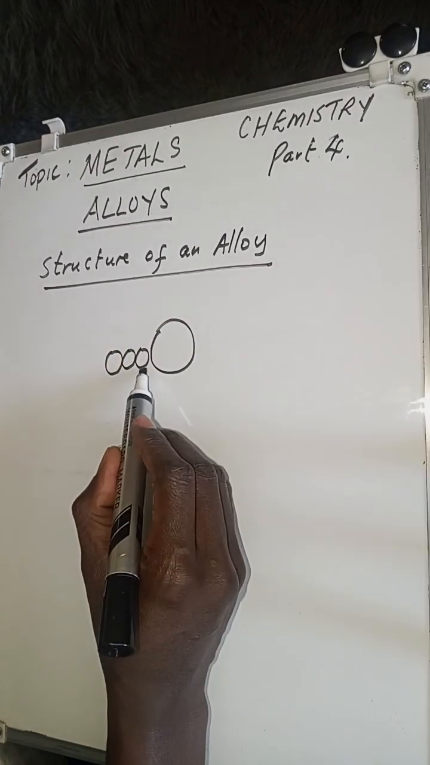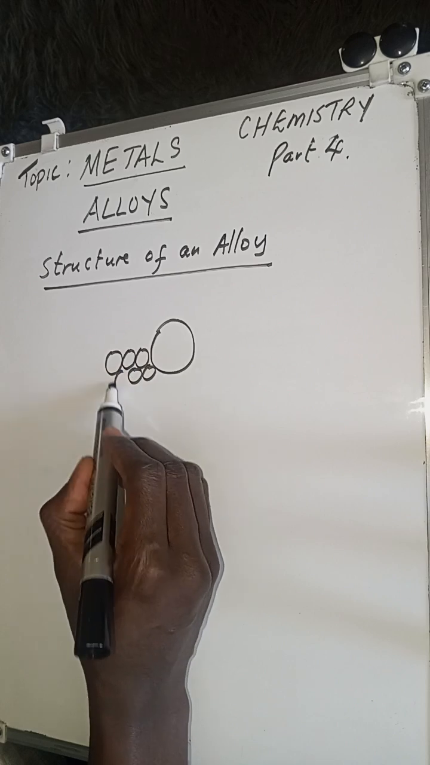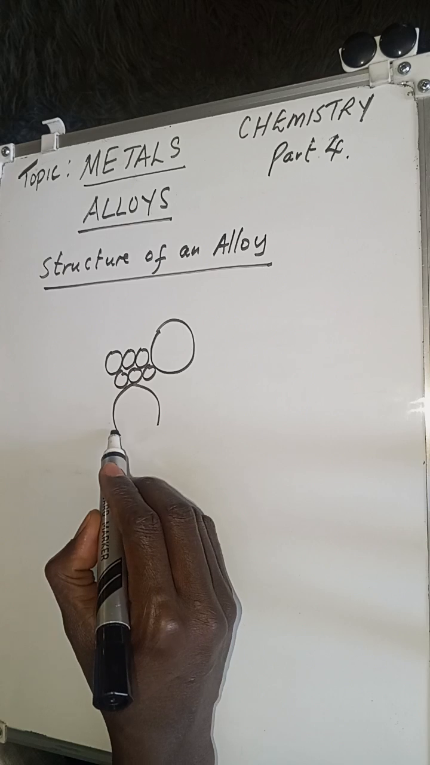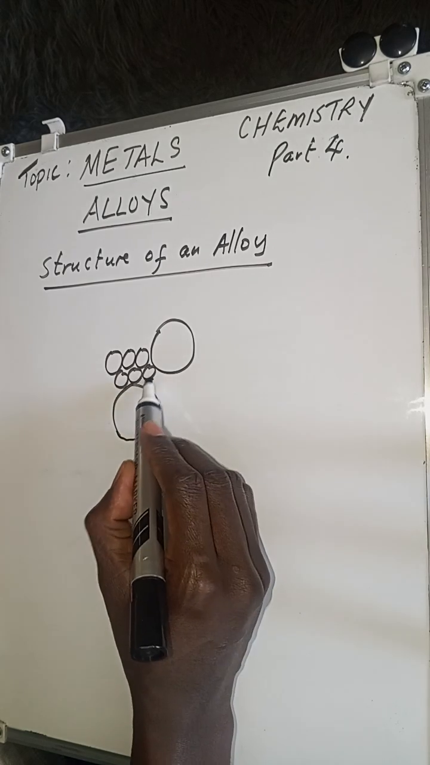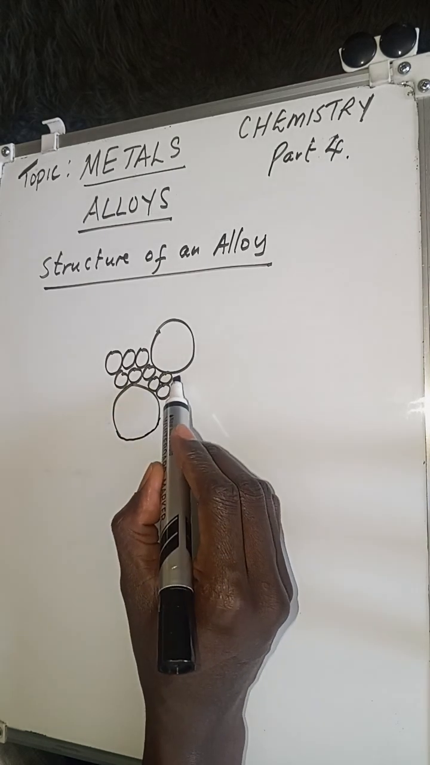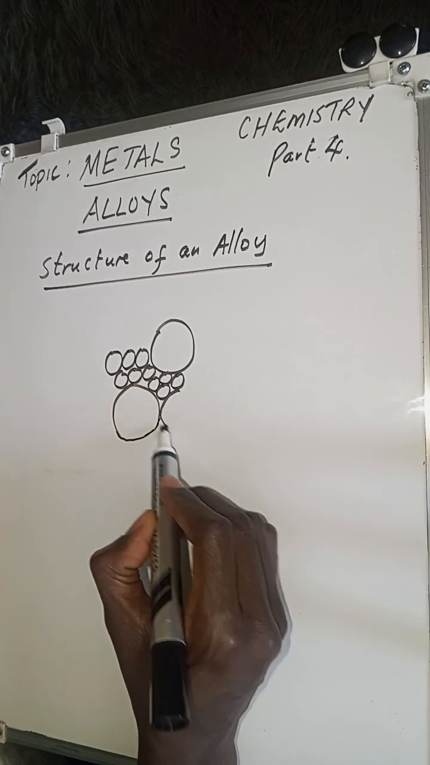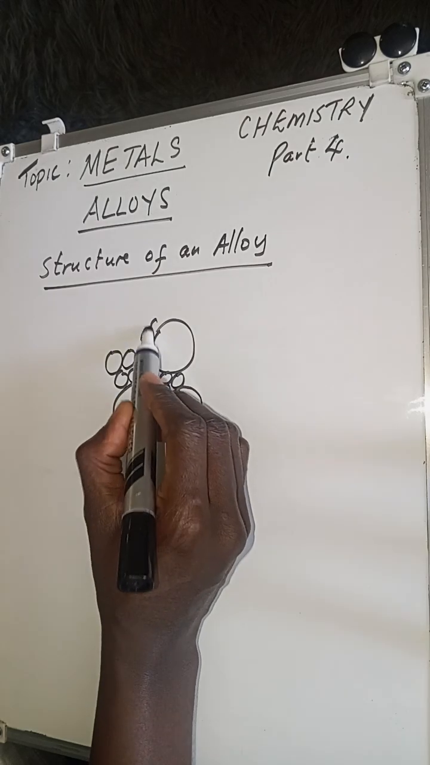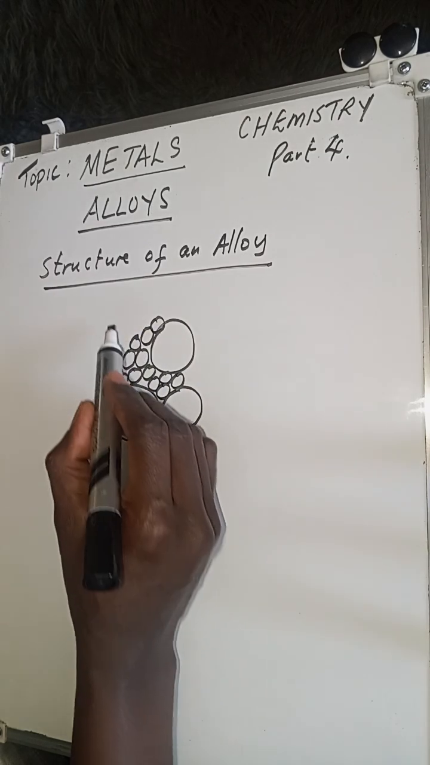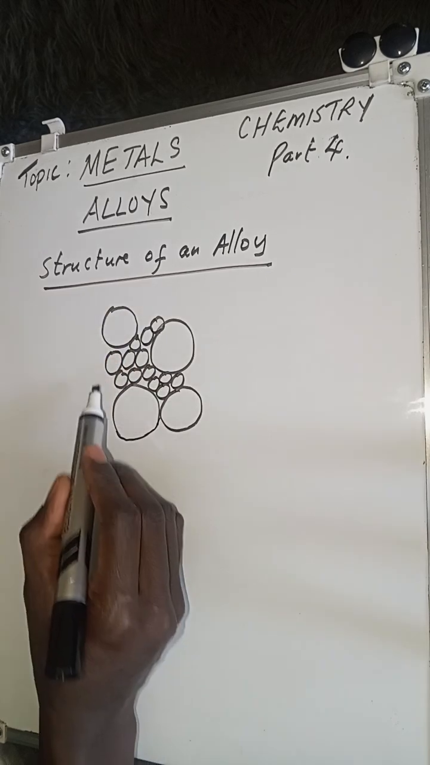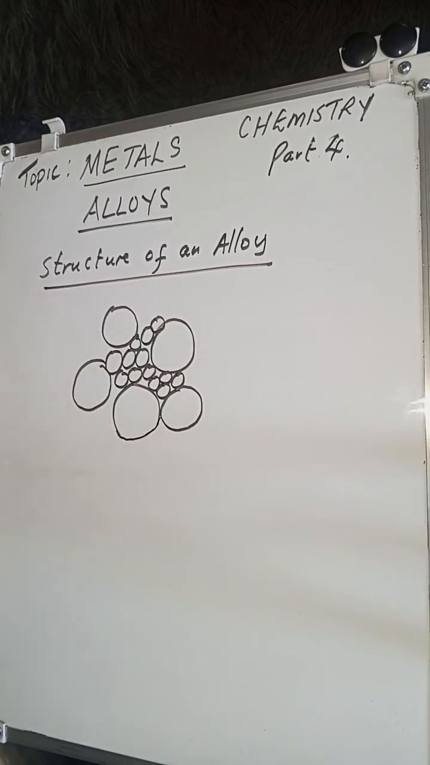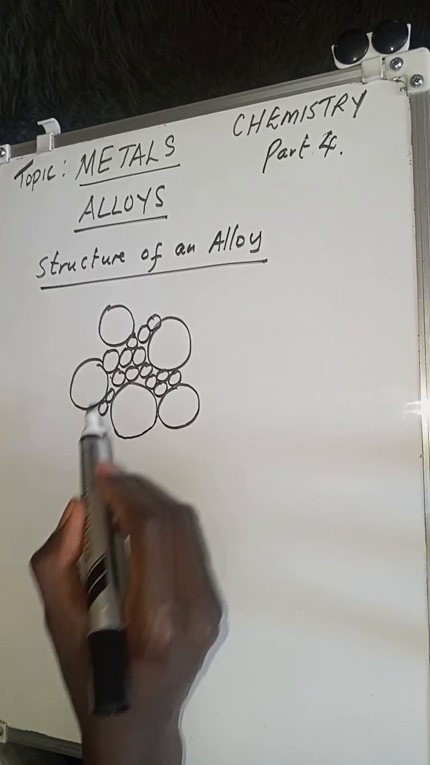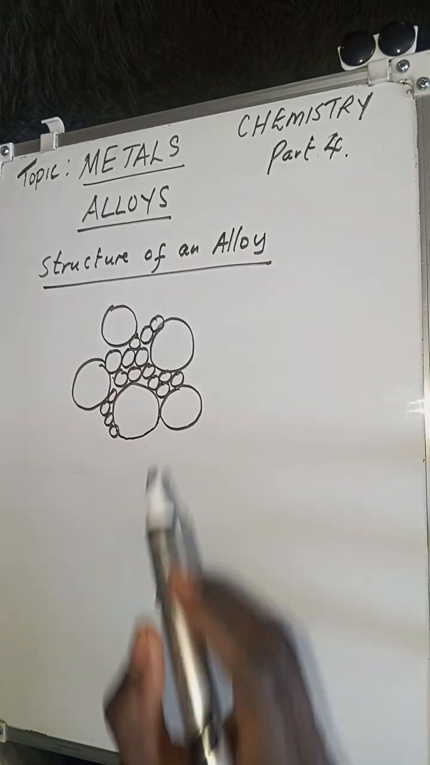So it has got foreign particles that are going to be there. When you're drawing, you can draw the bigger ones and you can also draw the smaller ones. That is what you need to do. All right. So make them as close as possible when you're actually drawing them. So this is the way an alloy may appear. That is what you need to remember.